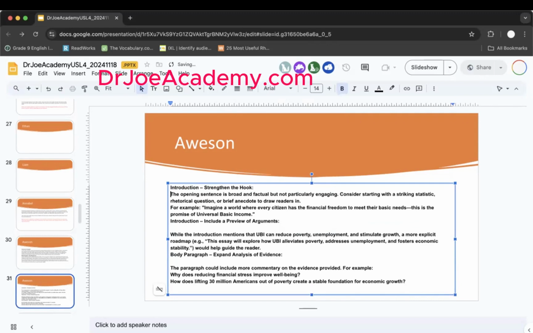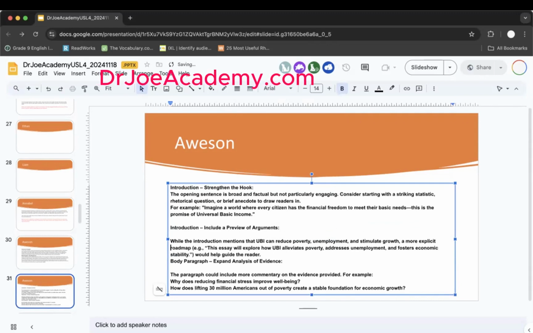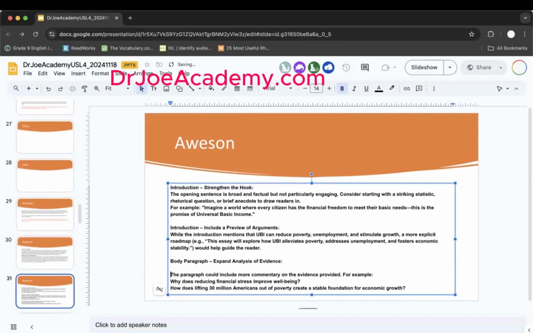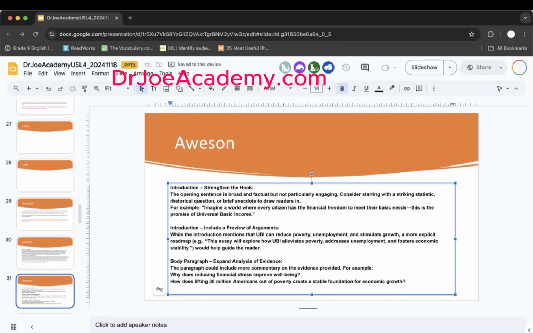Okay, in terms of the introduction, the opening sentence is broad and factual, but not particularly engaging. Consider starting with a striking statistic, rhetorical question, or a brief anecdote to draw readers in. For example, "Imagine a world where every citizen has the financial freedom to meet their basic needs. This is the promise of universal basic income." Also, include a brief preview of your arguments. While the introduction mentions that UBI can reduce poverty, unemployment, and stimulate growth, a more explicit roadmap, for example, "This essay will explore how UBI alleviates poverty, addresses unemployment, and fosters economic stability," would help guide the reader.